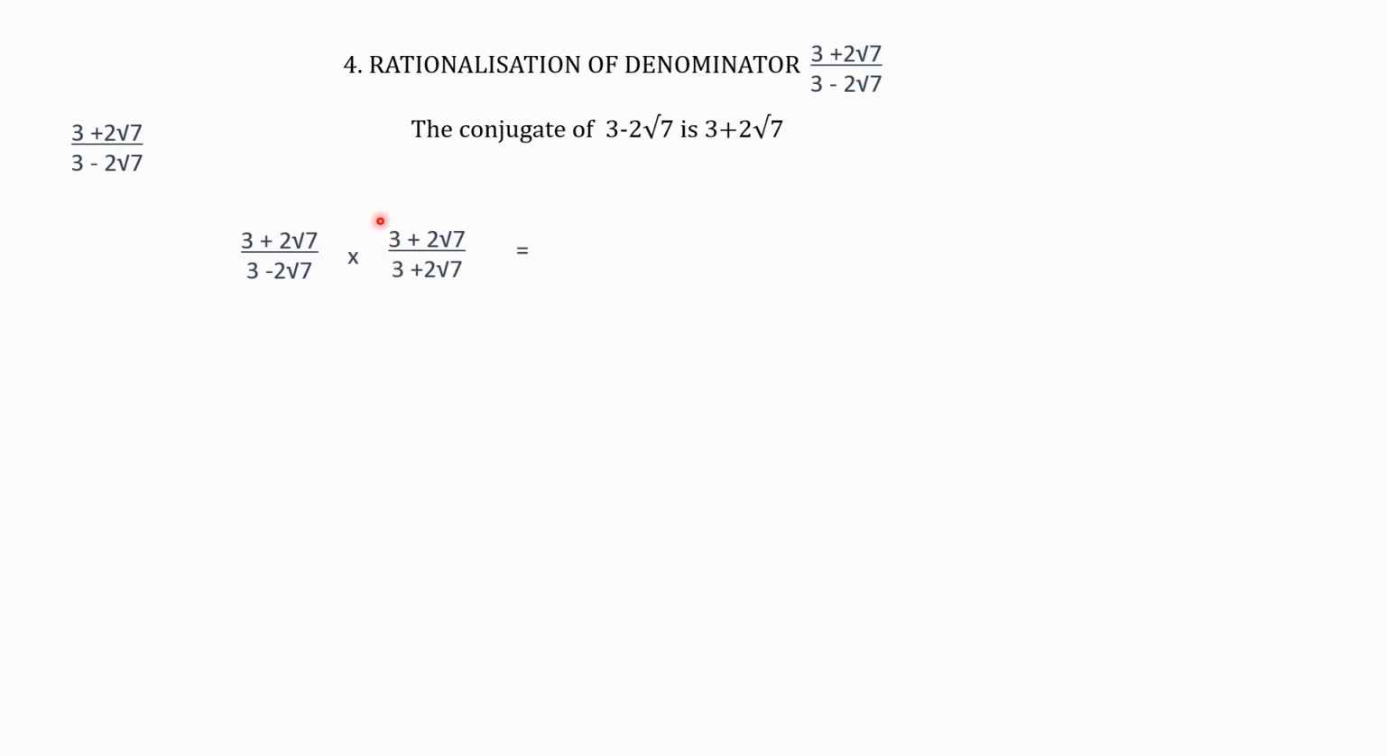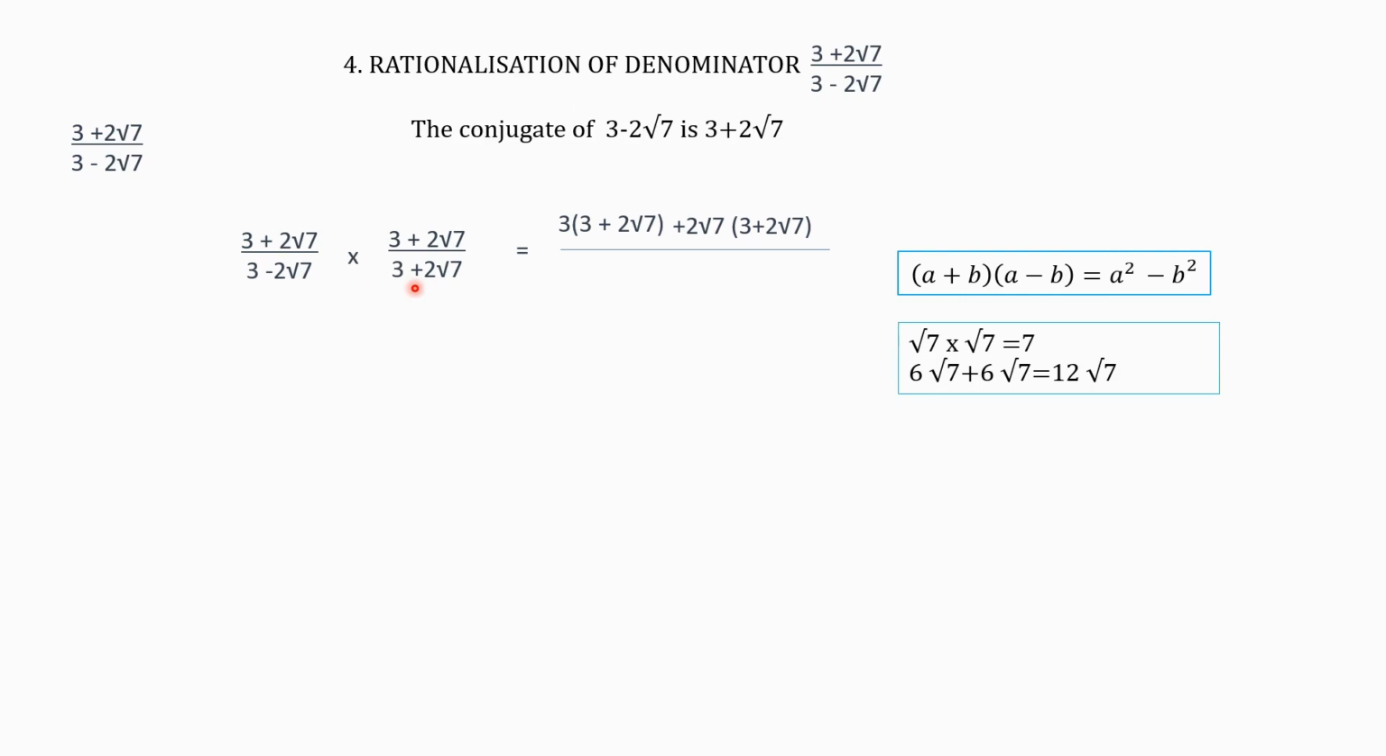Let us multiply 3 and 3 plus 2 root 7, and plus 2 root 7 and 3 plus 2 root 7, divided whole by 3 minus 2 root 7 and 3 plus 2 root 7. Looking at it carefully, we have found the expression in the form of a square minus b square. So here we have 3 whole square minus 2 root 7 whole square.